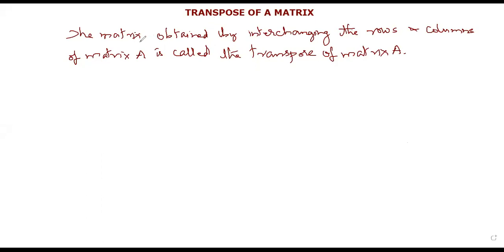Transpose of a matrix. The matrix obtained by interchanging the rows and columns, means rows will be converted into columns and columns will be converted into rows, obviously. So that is called the transpose of a matrix, and it is denoted by A dash. Sometimes A dash, or somewhere you will find A^T also, but capital T, not a small t. Or sometimes A^C also. So there are three ways of representing.